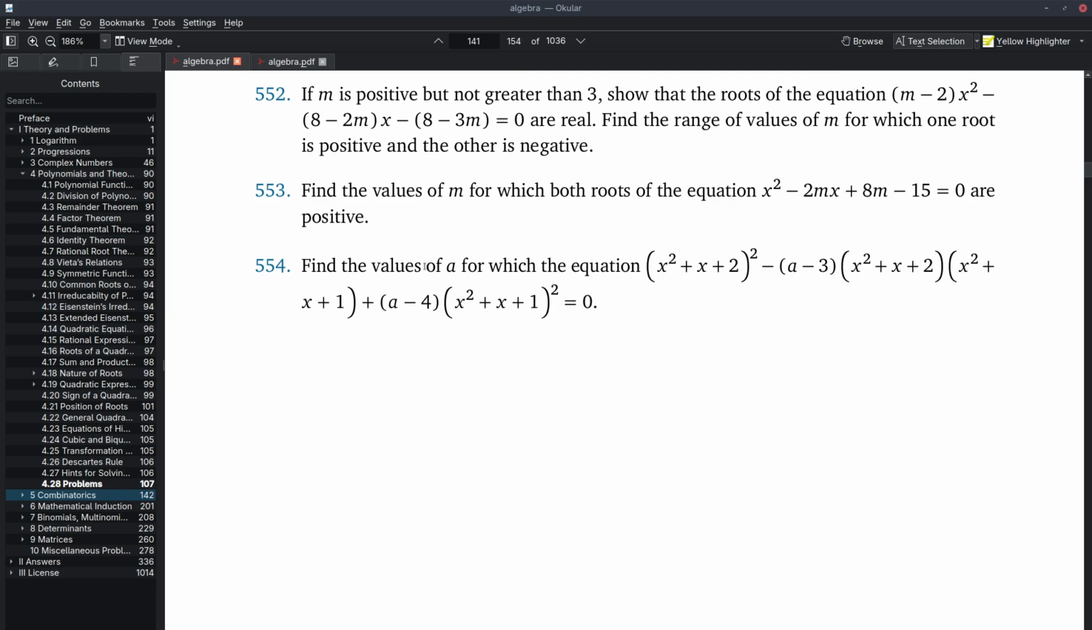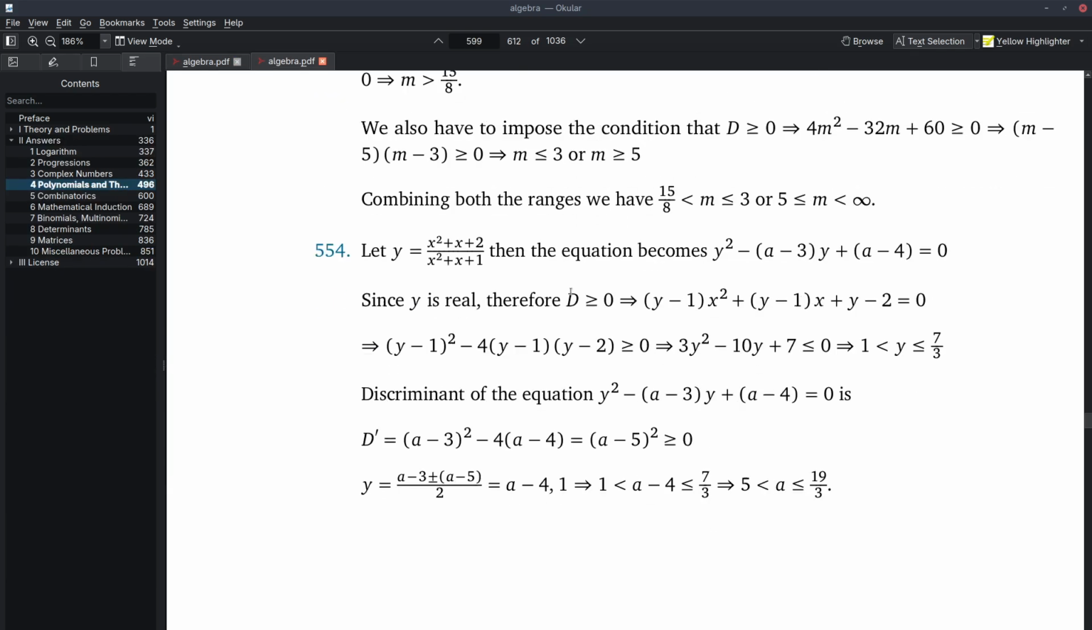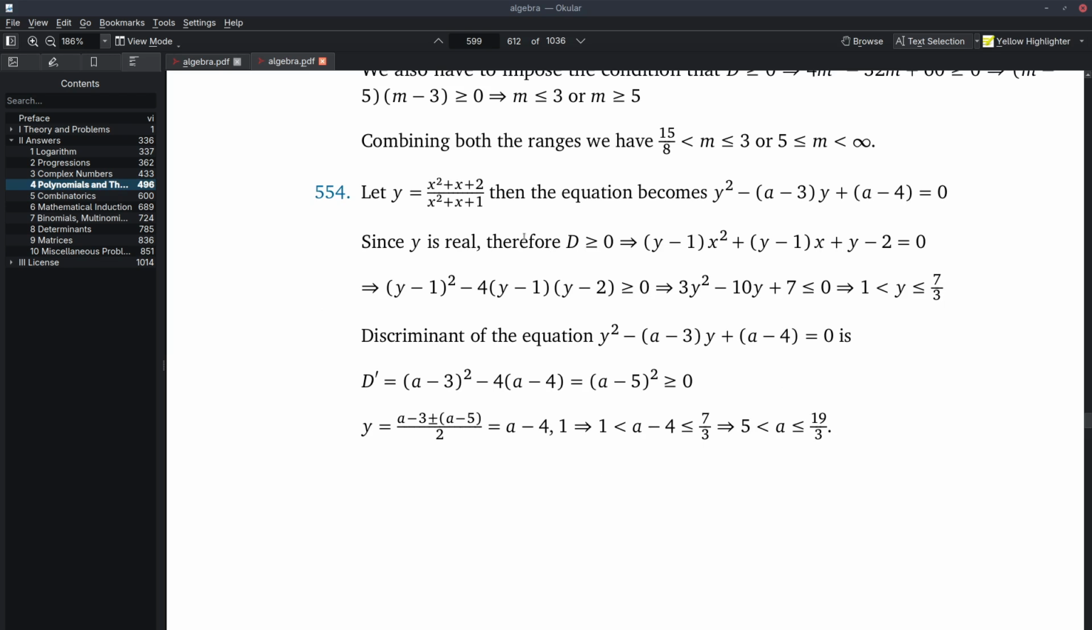Question 554 says that find the values of a for which the equation (x square plus x plus 2) whole square minus (a minus 3)(x square plus x plus 2)(x square plus x plus 1) plus (a minus 4)(x square plus x plus 1) whole square is equal to 0. So we let y is equal to (x square plus x plus 2) by (x square plus x plus 1). So the equation will become y square minus (a minus 3)y plus (a minus 4) is equal to 0. Now since y is real, therefore discriminant should be greater than or equal to 0. That is why now we have (y minus 1)x square plus (y minus 1)x plus (y minus 2) is equal to 0. So we compute the discriminant now.